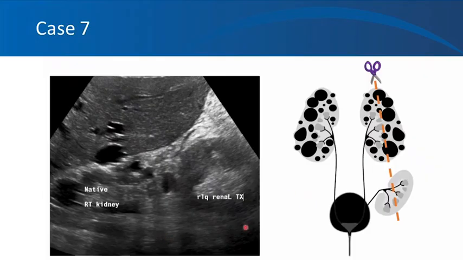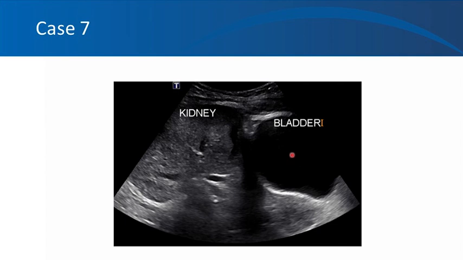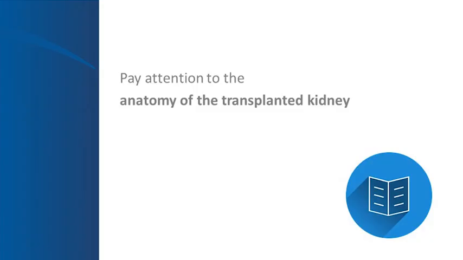So as you can see here, the right lower quadrant renal transplant is being cut in a transverse direction by the ultrasound beam, while it's cutting the native kidney in the longitudinal direction. And this is another case where you see the urinary bladder very close to the kidney. It could be a pelvic kidney, or it's a transplanted kidney. So the take-home point from these cases is that you should pay attention to the anatomy of the transplanted kidney.